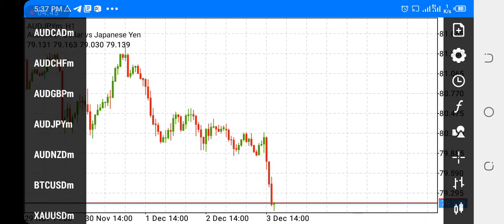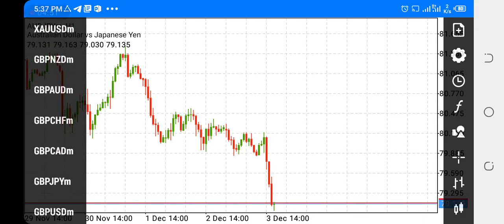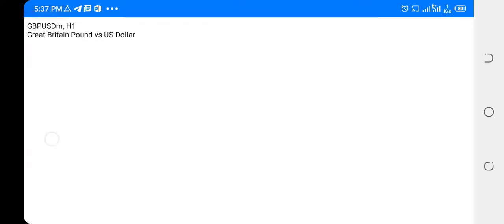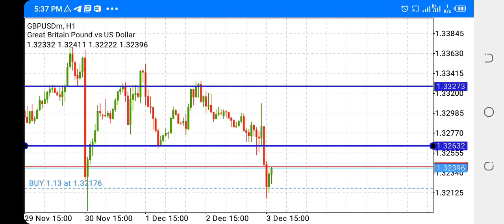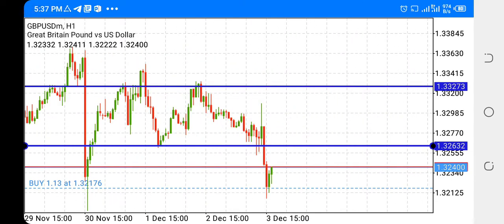Alright, so let me show you something quickly before I forget. This is one of my favorite currencies, GBP USD.